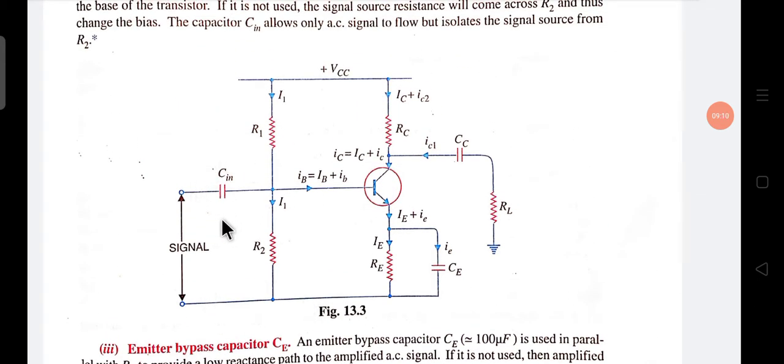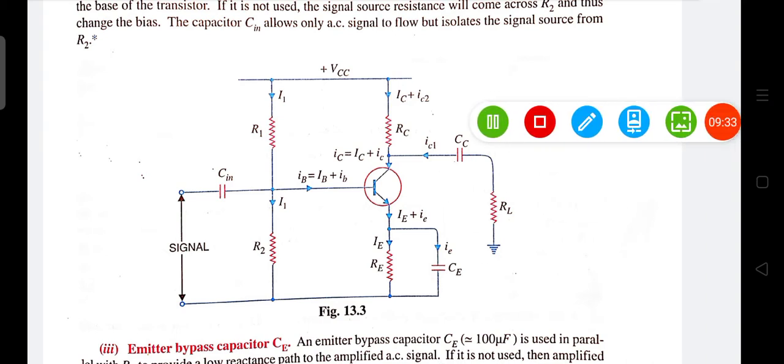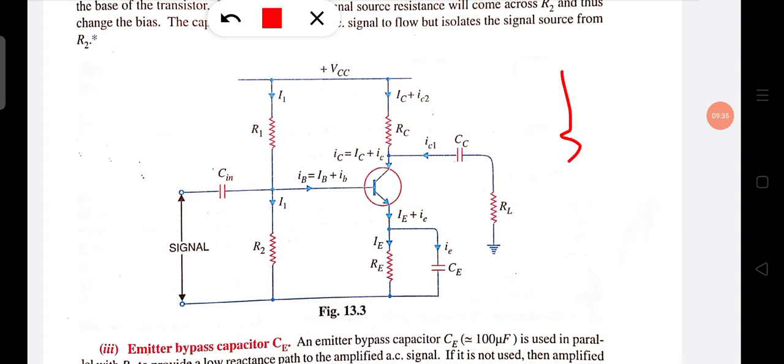Similarly, the purpose of CIN is similar to the purpose of CC. In the CIN case, it isolates R2 from the source resistance. Here CC isolates the R1 of the next stage. If there is a next stage, here R1, here R2, and here R1 and R2, and also here the transistor.